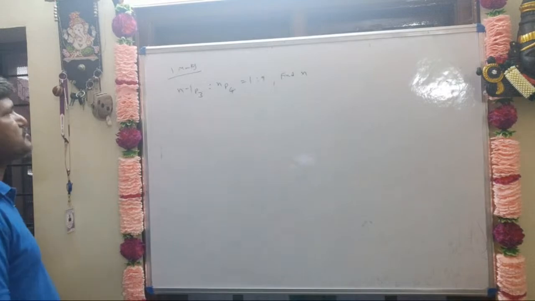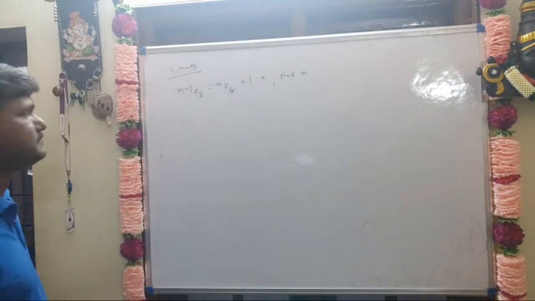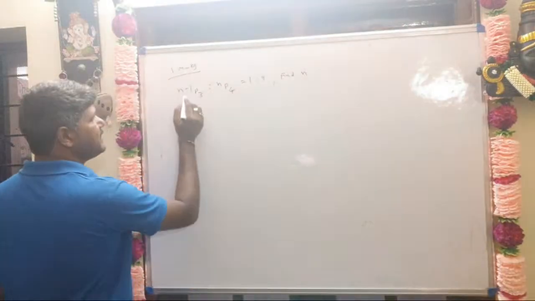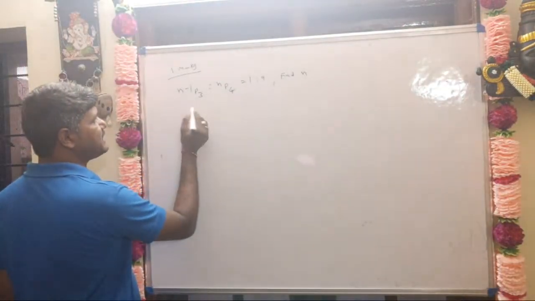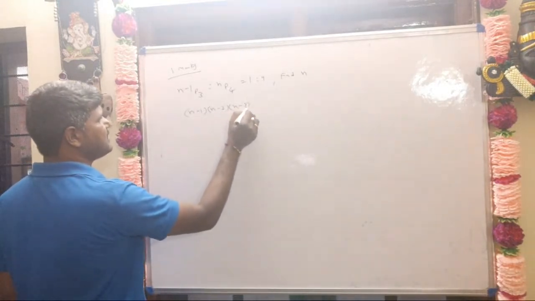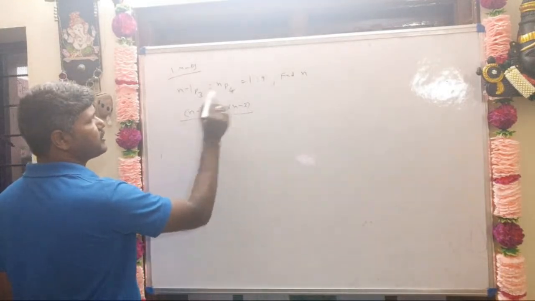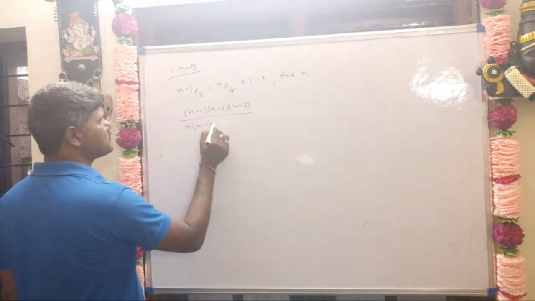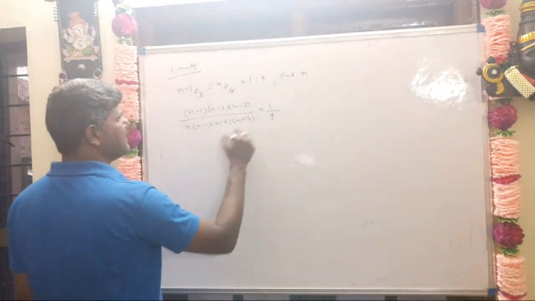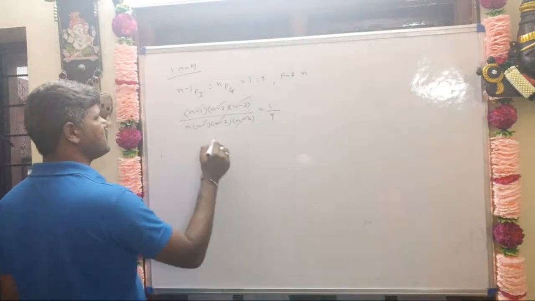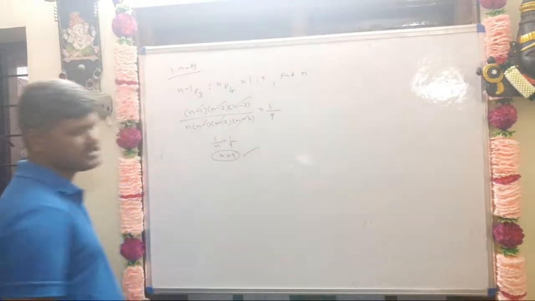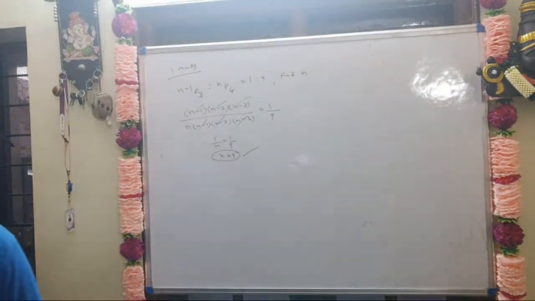N minus 1 P3 is to NP4 is equal to 1 is to 9, find N. Dear students, N minus 1 P3, N minus 1 you write 3 times back. N minus 1, N minus 2, N minus 3 by NP4, for N you write 4 times back. N, N minus 1, N minus 2, N minus 3 is equal to 1 by 9. N minus 1, N minus 2, N minus 3 cancel, 1 by N is equal to 1 by 9. N is equal to 9, over. It's a simple, easy, understandable question for 1 mark.